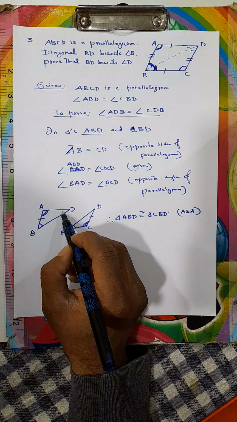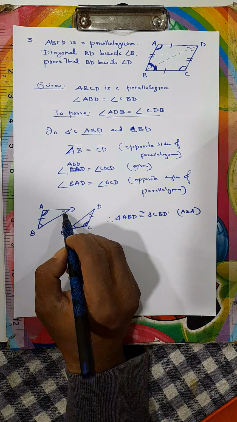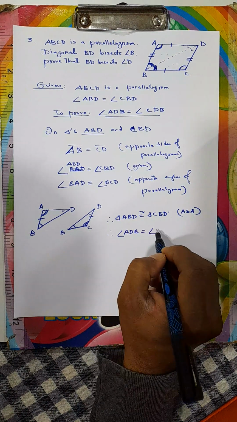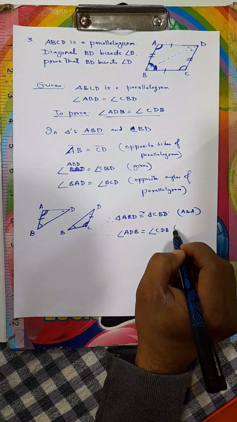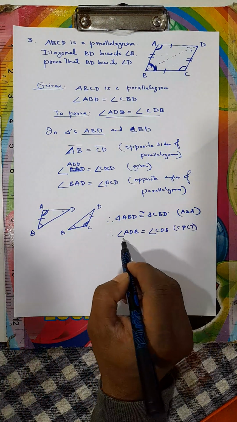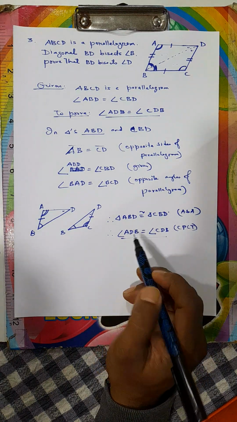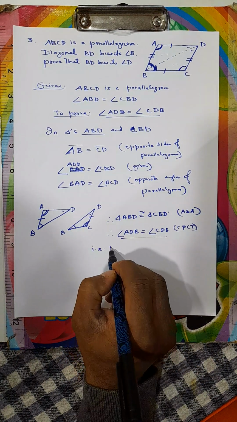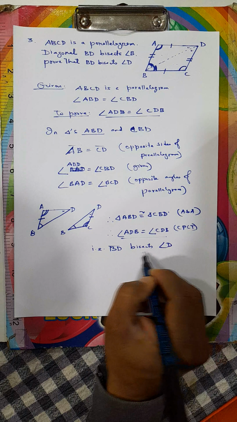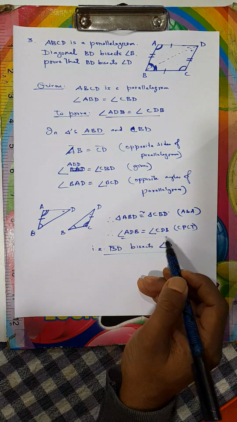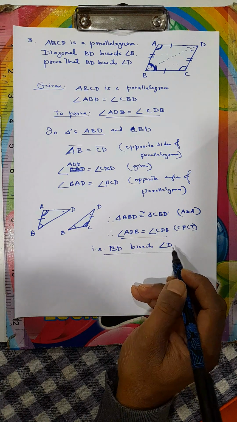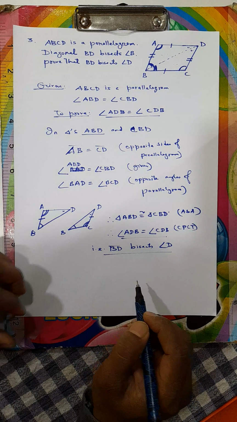Therefore, in congruent triangles, corresponding parts are equal. So these two angles are equal. Therefore, angle ADB equal to angle CDB, CPCT. Corresponding parts of congruent triangles are equal. Right? So we proved that BD bisects angle D. Angle ADB equal to CDB, that means diagonal BD bisects angle D of the parallelogram. So this has to be proved.